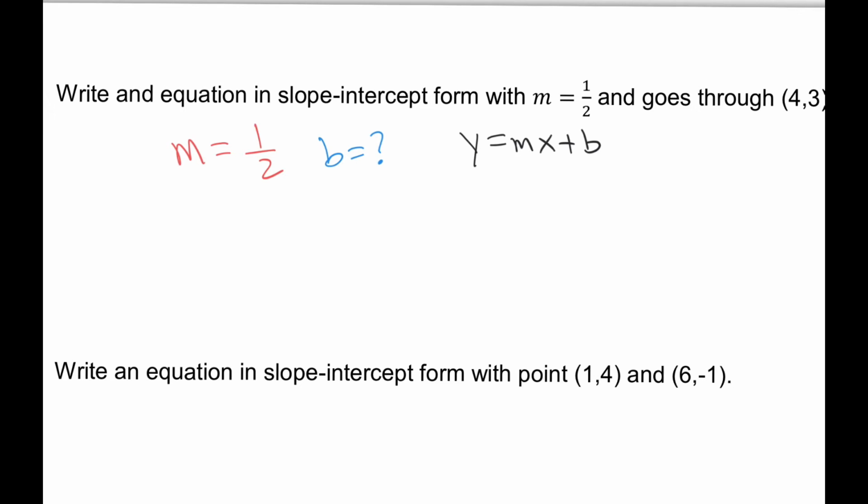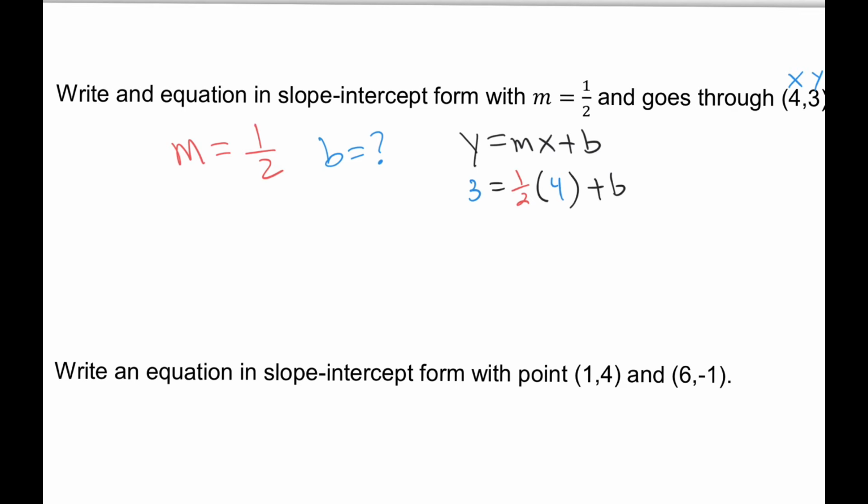So I'm going to label the point. The point is x and y. So I know that y is 3, so that's going to go into the equation. x is 4, that's going to go into the equation. And the slope is 1/2, that's going to go into the equation. So we're going to have 3 equals 1/2 times x, which is 4, and then you guys have plus b.